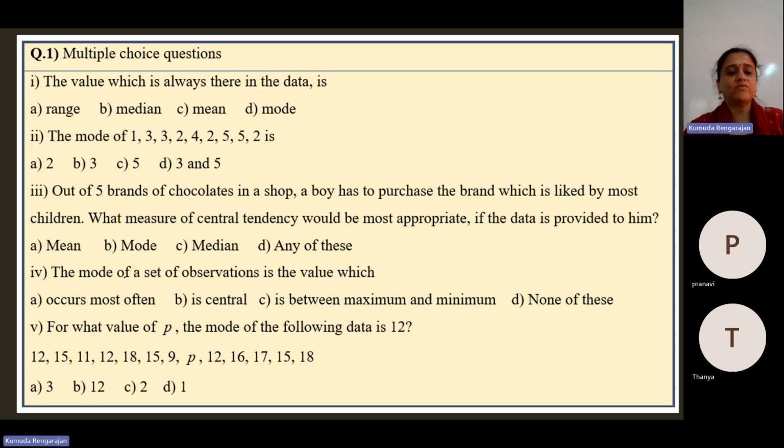The mode of a set of observations is the value which occurs most often, is central, is between maximum and minimum, none of these. It's the value which occurs most often, whichever value happens very often, that is most number of times. Not central, not between maximum and minimum.